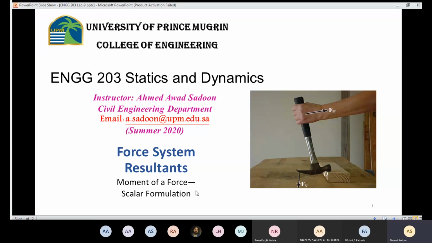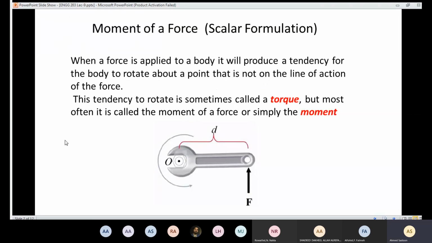When we say a moment of a force, it means when I apply a force. Here I have a wrench, and I apply a force to the handle of the wrench. When I apply a force to a body, the wrench here being a body, that force is going to produce a tendency for the body to rotate. So that body, as a result of that force, will try to rotate counterclockwise. And we call this a moment of the force.